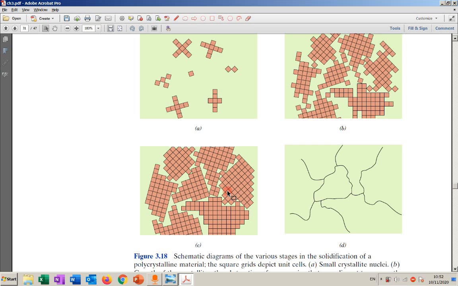This phenomenon will be explained in detail in chapter 6. When we deal with mechanical properties, we'll explain again that we assume the materials are isotropic, and what we mean by isotropic will be clear in chapter 6 as well.